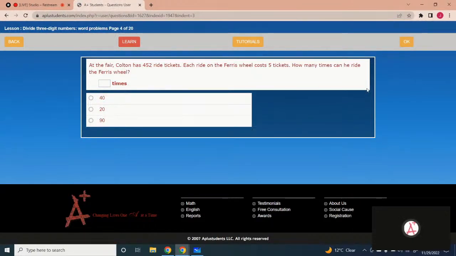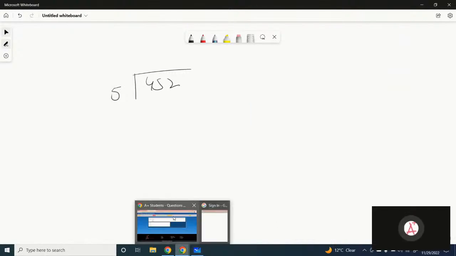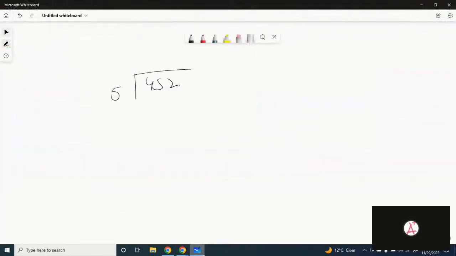Okay, at the fair, Colton had 452 ride tickets. Each ride on the Ferris wheel cost 5 tickets. How many times can he ride the Ferris wheel? 452 divided by 5. Please listen to me carefully. Let me just confirm the numbers. Yes, okay. Just start with the first digit.